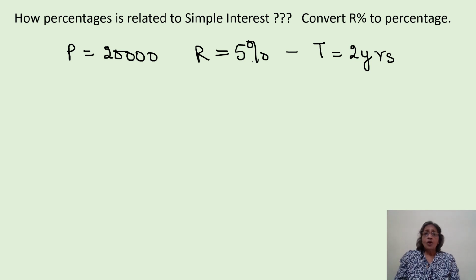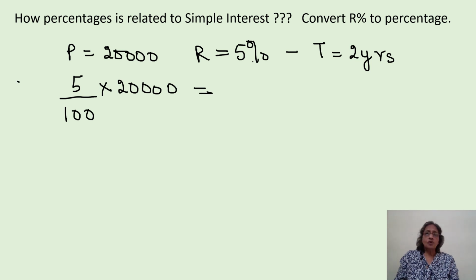Okay. Now, how is percentages related to simple interest? So, we are given the rate as a percentage. So, take this percentage. Now, you all know what is percentages. 5% is 5 upon 100. Now, this 5 upon 100 will be on what amount? The 20,000.